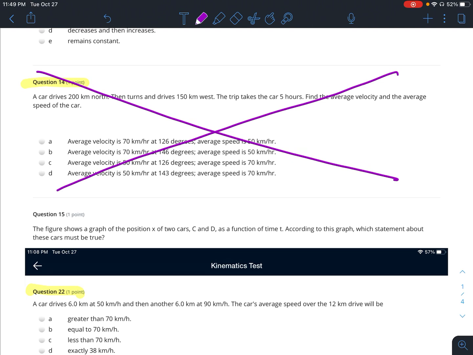We're going to wait about 15 to 30 seconds while my Apple Pencil recharges so I can finish out the video.